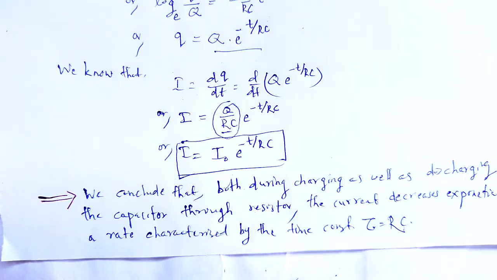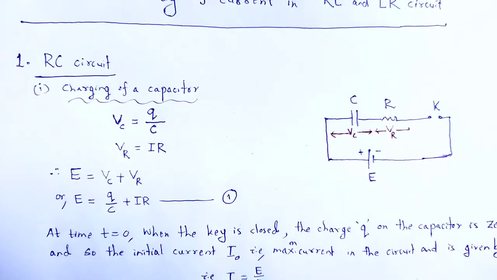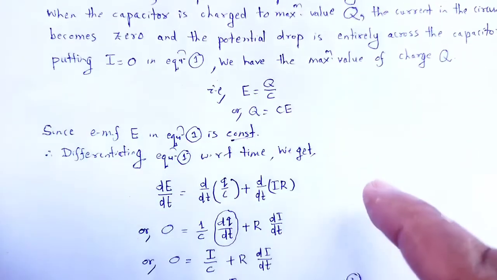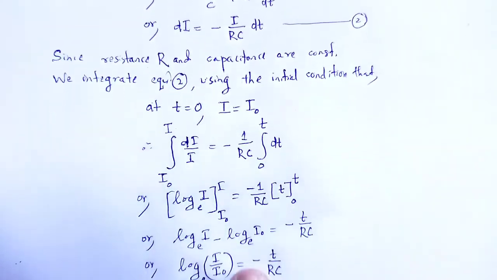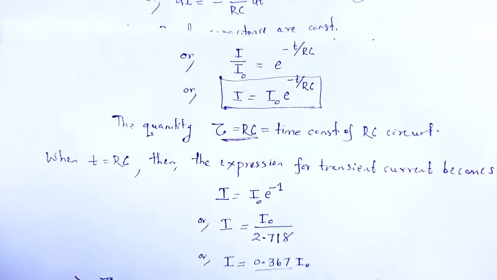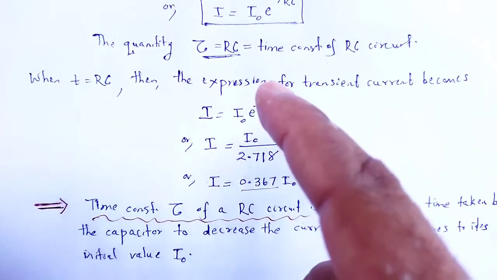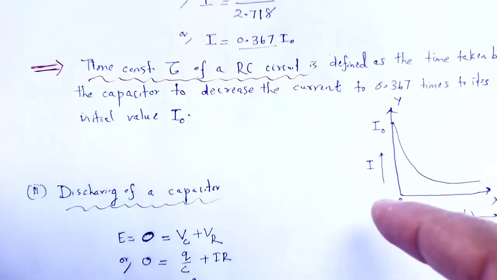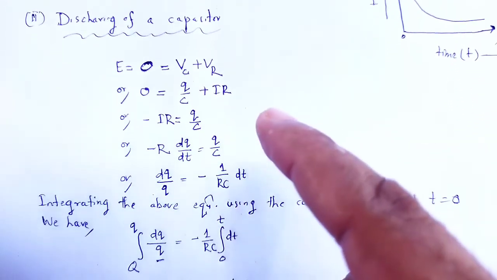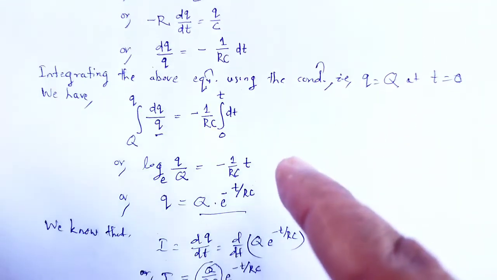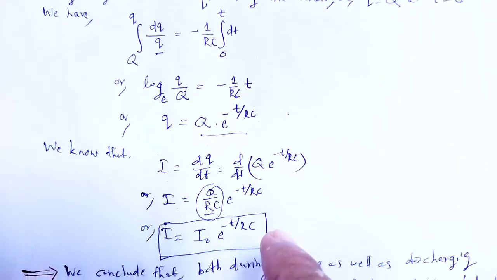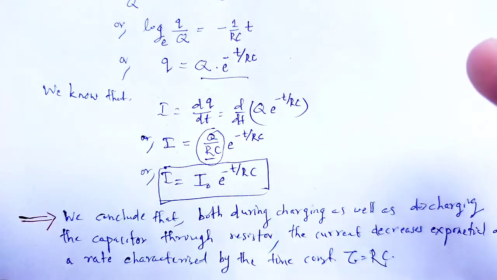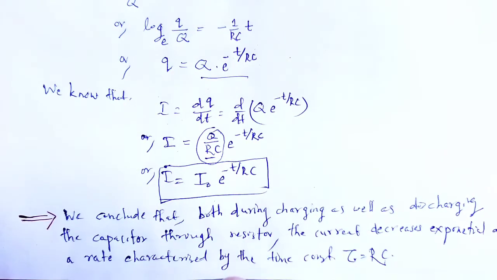Here we discuss growth and decay of current in case of an RC circuit. When the capacitor is charged, we have that expression and define the time constant of the RC circuit, and when the capacitor is discharging, we have the expression for current. From these two points, charging and discharging, we conclude that.